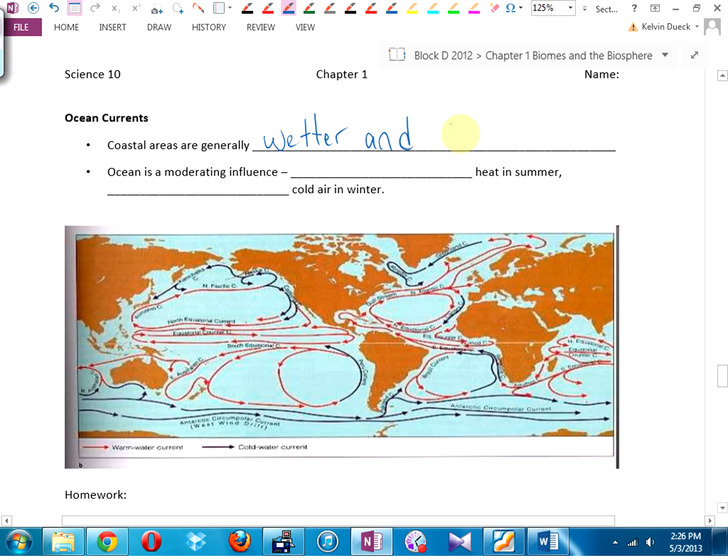Wetter and warmer. Why? What about the ocean? Well, it's a moderating influence. Here's what it can do. It can absorb heat in the summer because it's colder than the air and colder than the land, which means one of the nice things about having the ocean here is our summers are very pleasant. Don't believe me? How many of you have done a summer in Osoyoos or Penticton? Is it hotter there? Yeah.